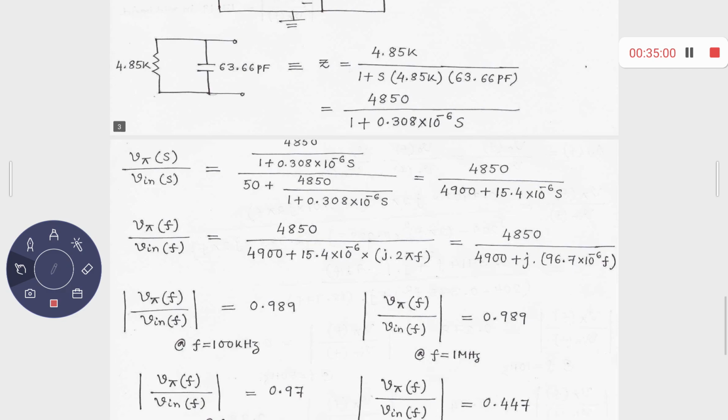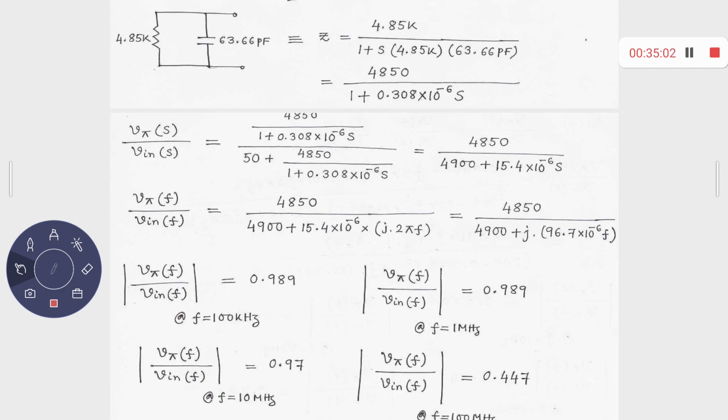Now, last time I stopped at 10 kilohertz, and the value was 0.986. Now for this circuit, with V pi f by V in f equal to 4850 upon this much, if you find out the modulus of this gain at 100 kilohertz, it is coming out to be 0.989. So up to 2 decimal points it was 0.986 there, and here it is 0.989.